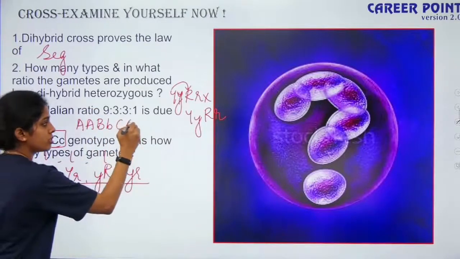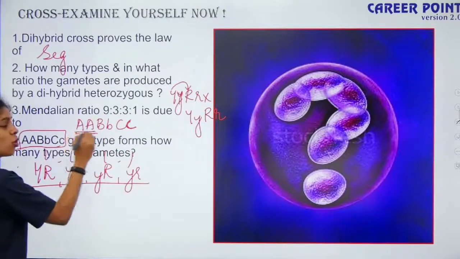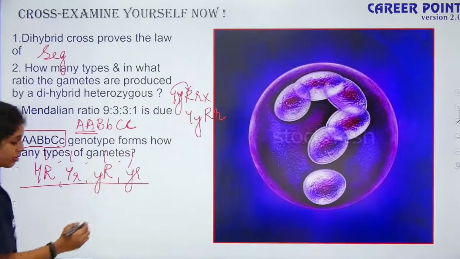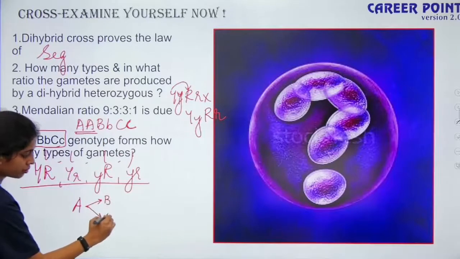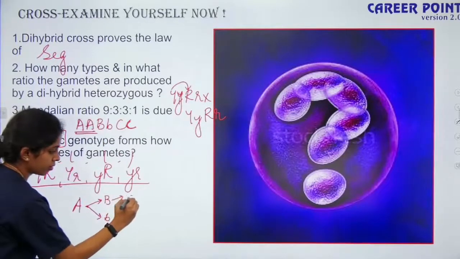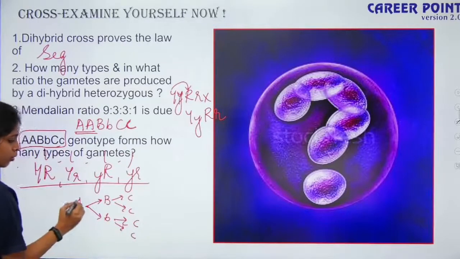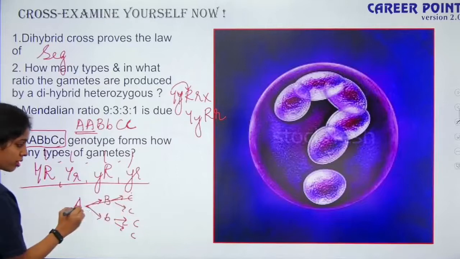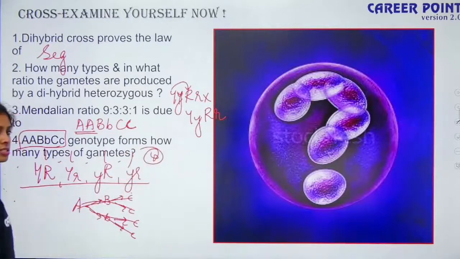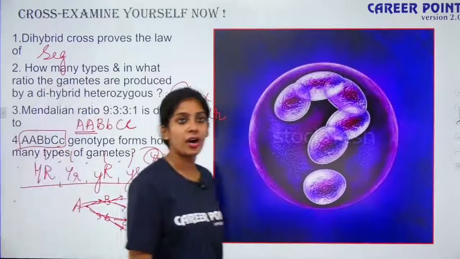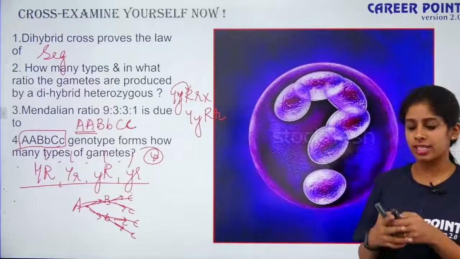So this is the small c, right? So how many gametes? So this is a trihybrid cross. So here it is a homozygous one, but these are heterozygous. So how do you find out? Small c, capital C, small c. So 1, 2, 3, 4. So you have 4 types of gametes that are being formed. Fine. So this is how you solve questions like this in genetics.